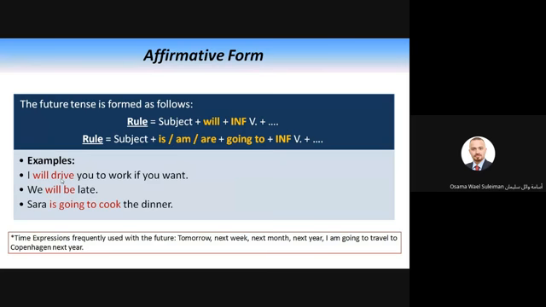وتكملة الجملة. We will be late. راح يكون عندنا we هو إيش؟ subject. will هي الفعل المساعد. be infinitive verb. بما إنه infinitive لازم يكون التصريف الأول. be هو التصريف الأول مع is و am و are و was و were وكلهم.